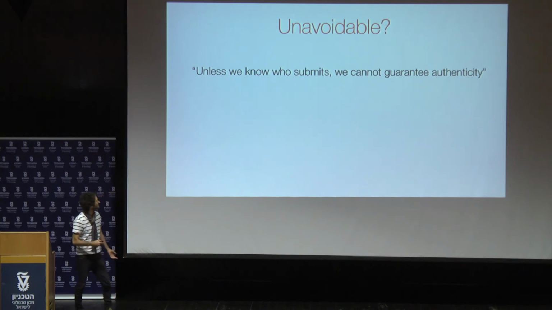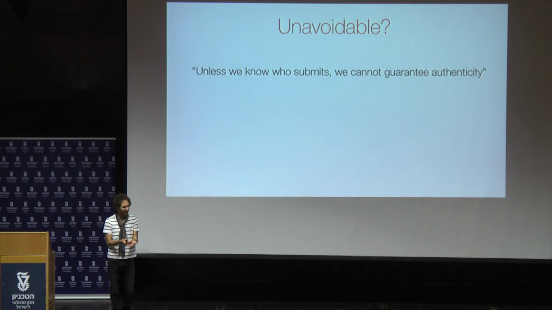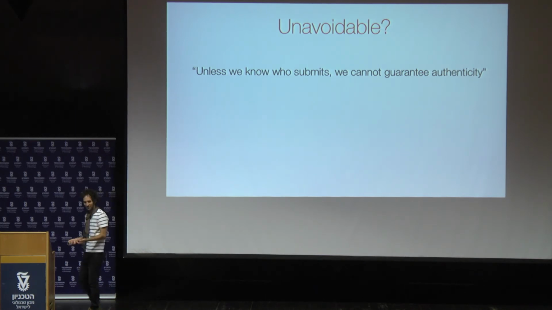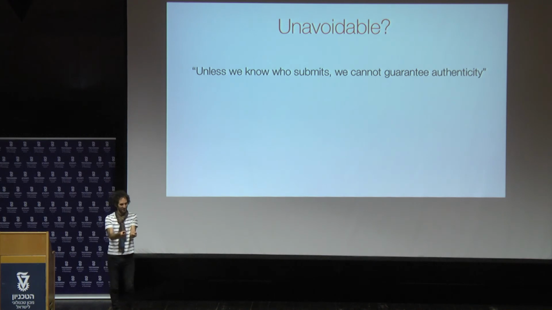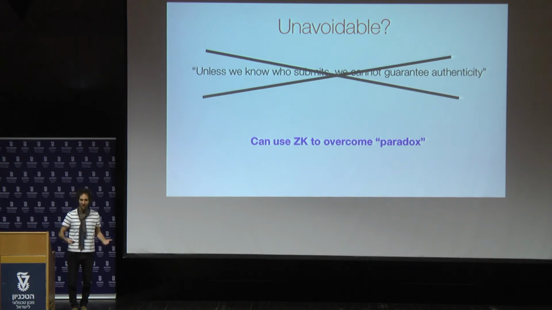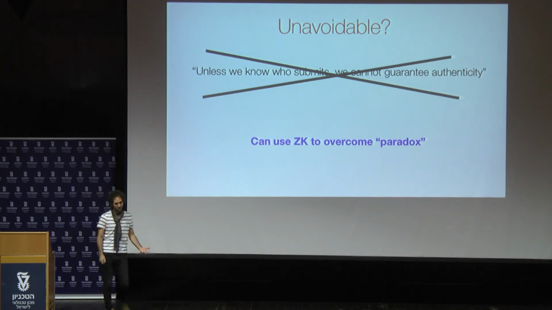At first you would think that this seems impossible, right? Unless I know who submits, how can I know that they are one of the people that's allowed to submit? I need to have some way to make sure that you're the one that's allowed to submit, and if so, then I know that you submitted. So we would argue it's false, and indeed, zero knowledge is a way to overcome this apparent paradox. It's not a paradox, really. We can do it, and that's exactly what zero knowledge does.